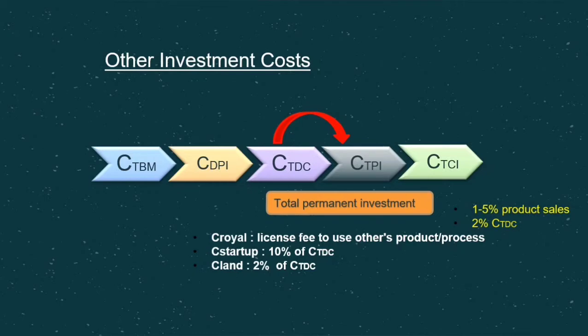The C startup can be as low as 2% when the process is independent of another company's operation. If the company operation is dependent on another company's operation, the value can be as high as 30%. And finally, C land, and this cost is estimated to be 2% of CTDC.